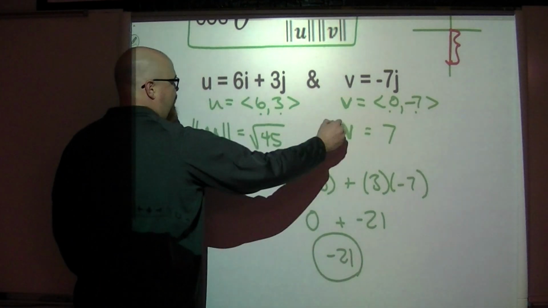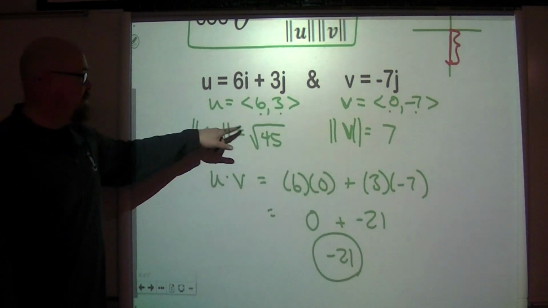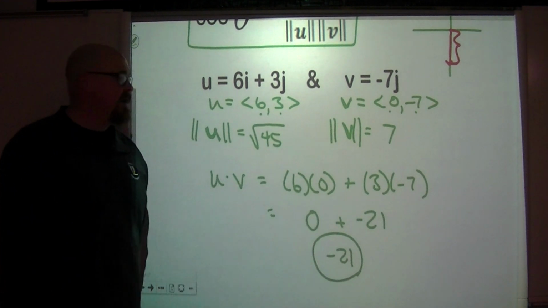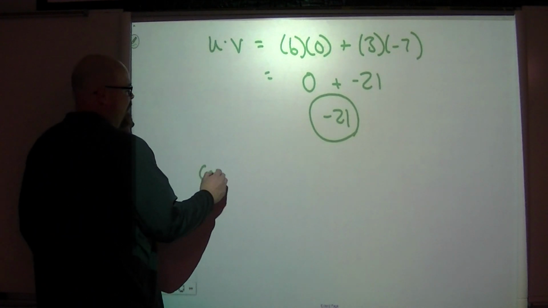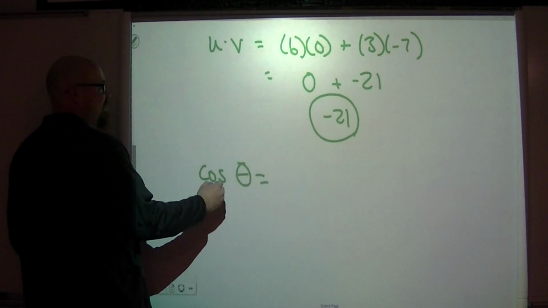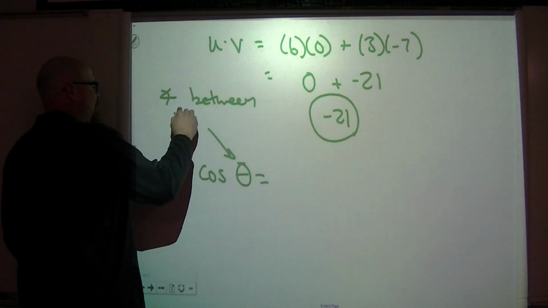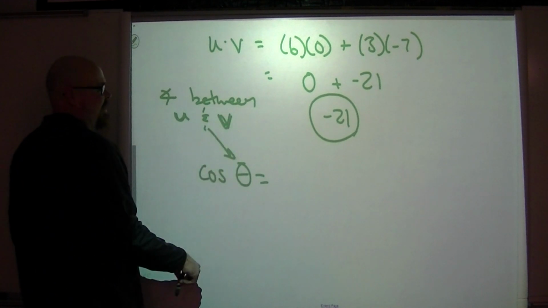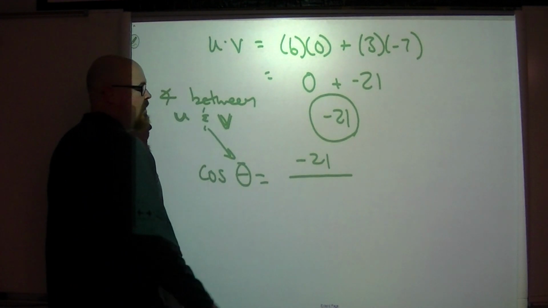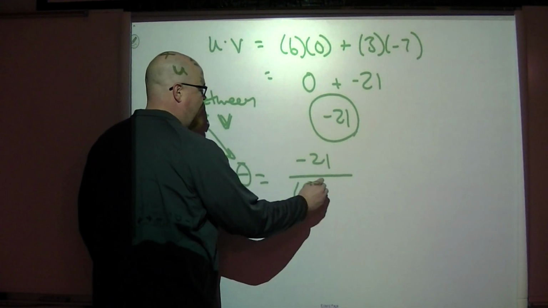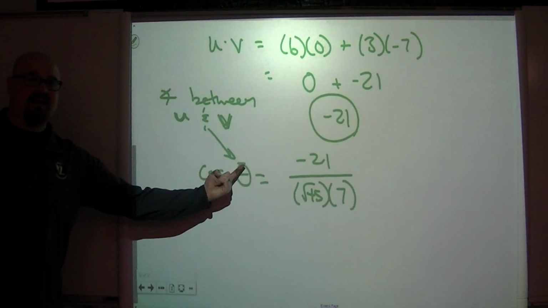So up here we have the magnitude of v is 7, the magnitude of u is radical 45, and their dot product is -21. So if we bring in the formula now, the cosine of theta, which is the angle between u and v, is equal to their dot product, -21, over the product of their magnitudes, radical 45 and 7.